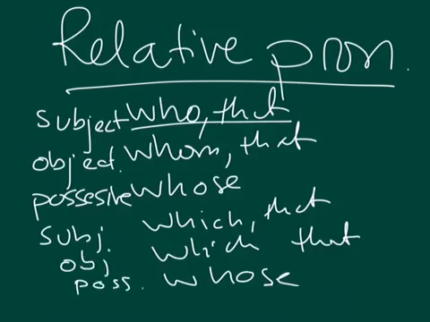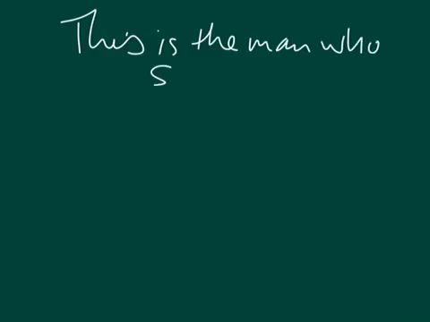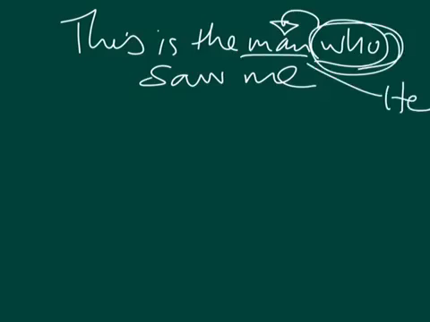Now, what's the difference? Well, the difference is that these things here are all things, like dead things, and these things here are all people or living things. So you have example. This is the man who saw me. Okay, so who refers back to the man. The man can be changed into a pronoun of he. Therefore, this is a relative pronoun.